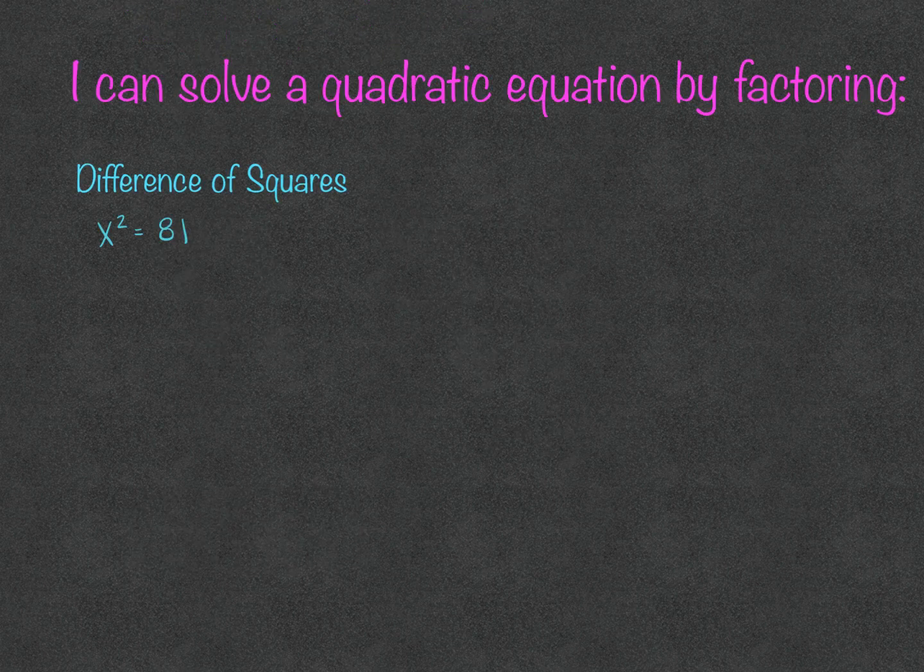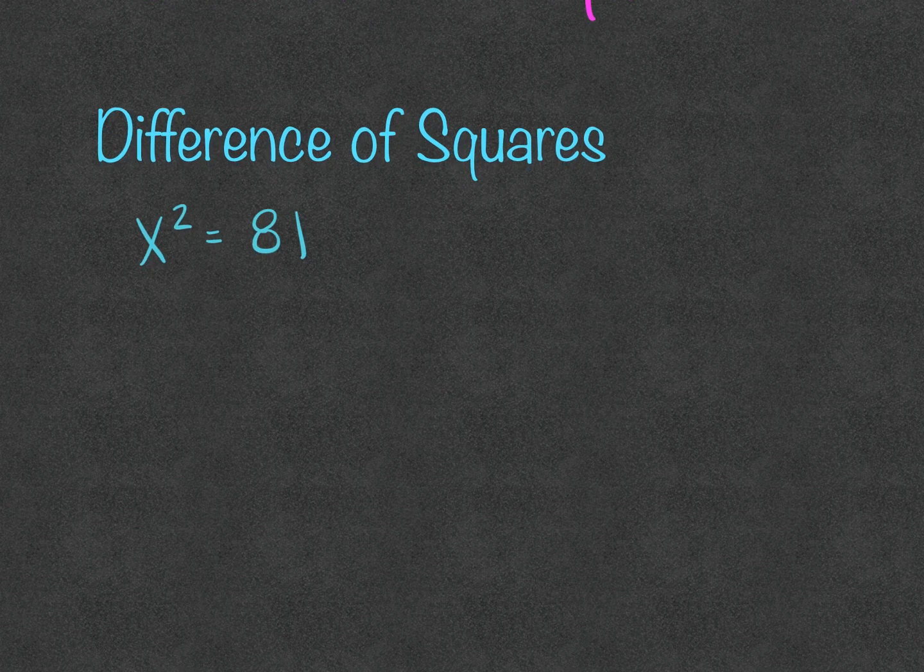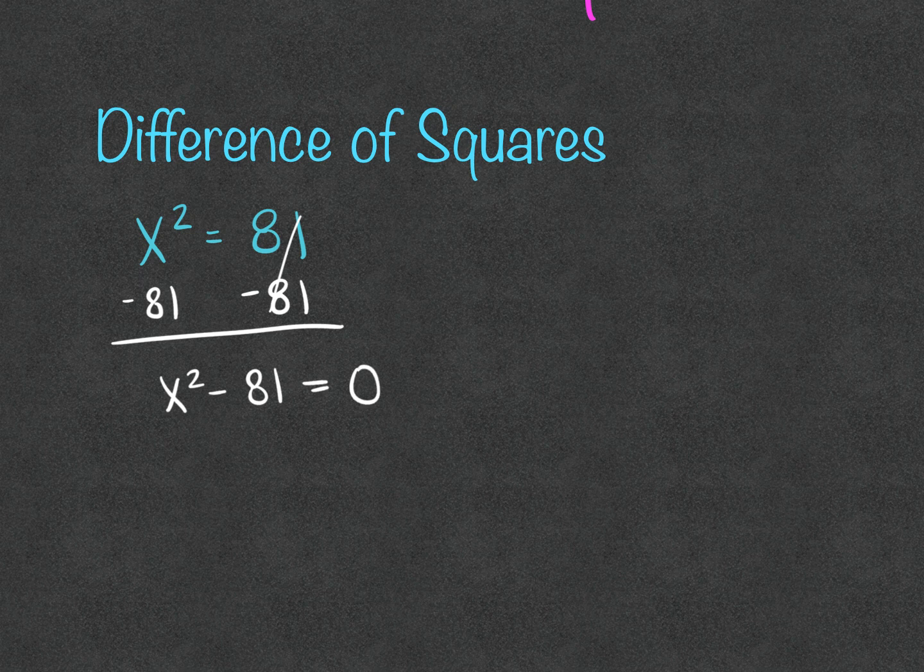All right, so let's try another one. This time we have a difference of squares. So again, we're always going to start by moving everything to one side of the equation. So I'm going to subtract 81 on both sides. And we get x squared minus 81. They're not like terms, so I can't smush them together. Equals 0.